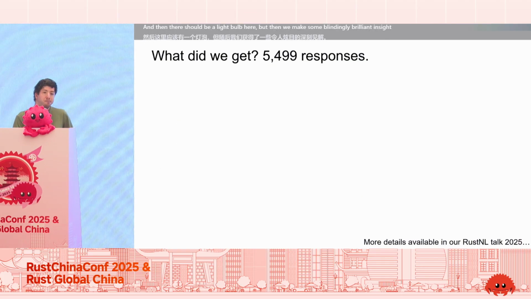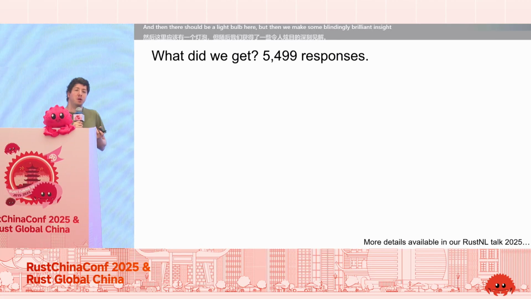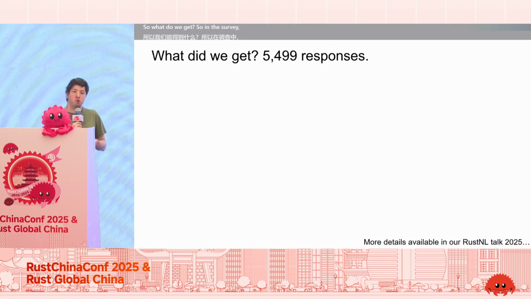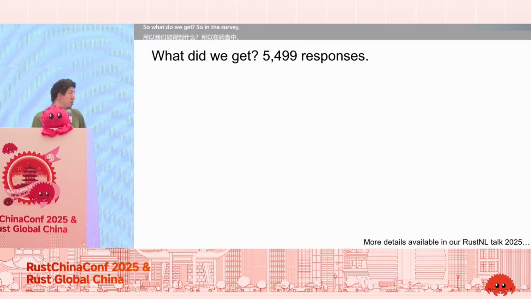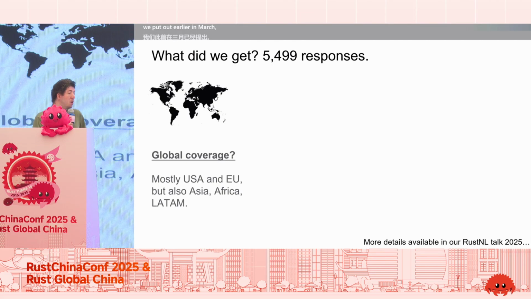So what do we get? So in the survey, we put out earlier in March, and we got about 5,500 responses back. So first, we got responses from all around the world. So not just the US and EU, but in Asia, the Americas, Europe, Latam, right? So all across the world.